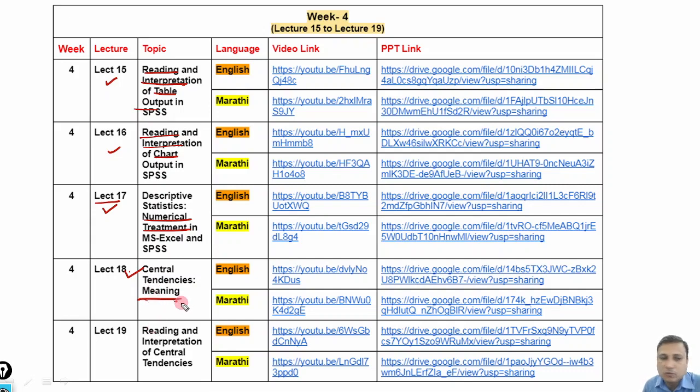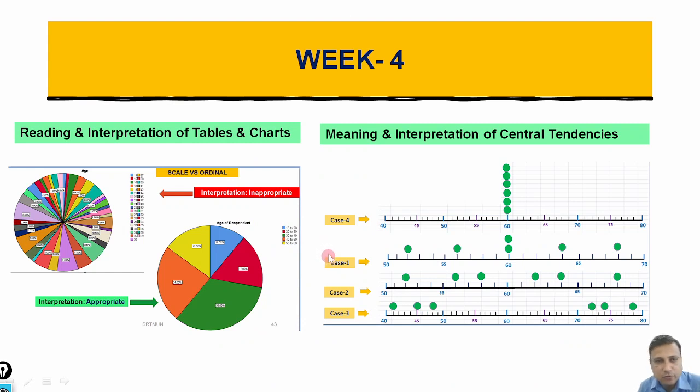First, we tried to understand the meaning of central tendencies, and then in the next lecture, we tried to understand how we can read and interpret those values which we computed in lecture number 17. So the objective of week 4 was to make you all familiar with the reading and interpretation of the tables and charts. Moreover, to make you all familiar with the meaning and interpretation of the central tendencies.